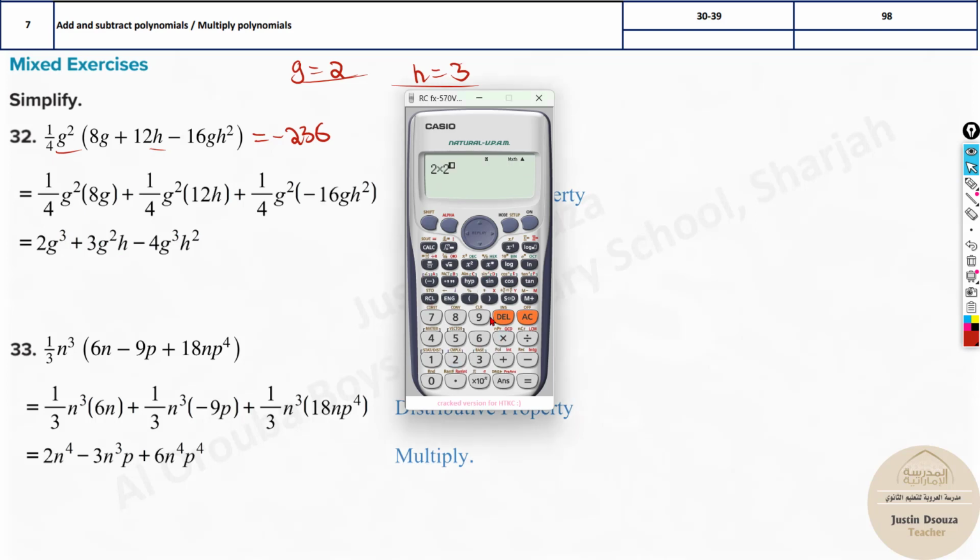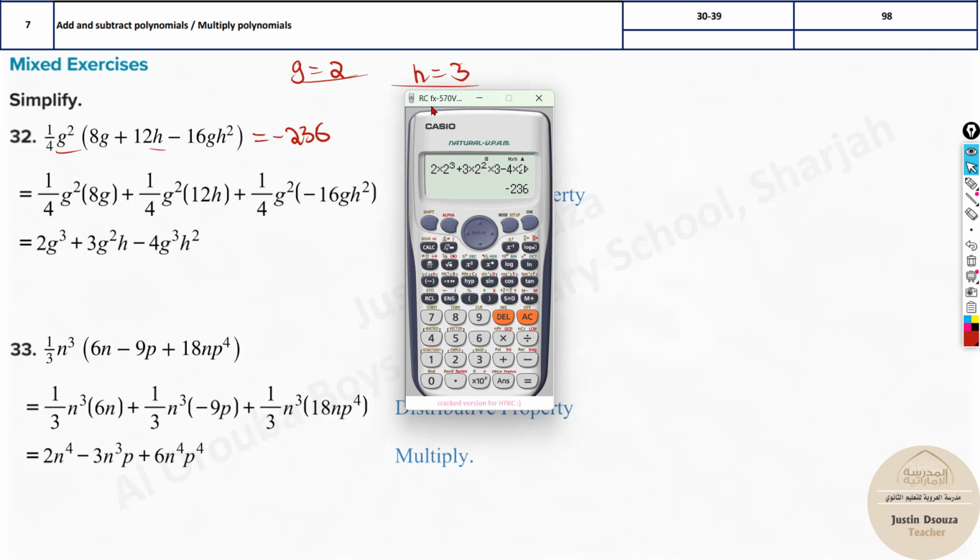Substitute G as 2. So we have 2 cube plus 3 into G, which is again 2 square, multiplied by 3, H is 3, minus 4 into G, which is again 2 cube, multiplied by H, which is 3 square. Okay, this is again negative 236. The other answers cannot be the same. If that is the same, that's the same answer, it's not possible. So when you do this method, only one answer will give you the same correct thing. Okay, so that's how we can eliminate others.